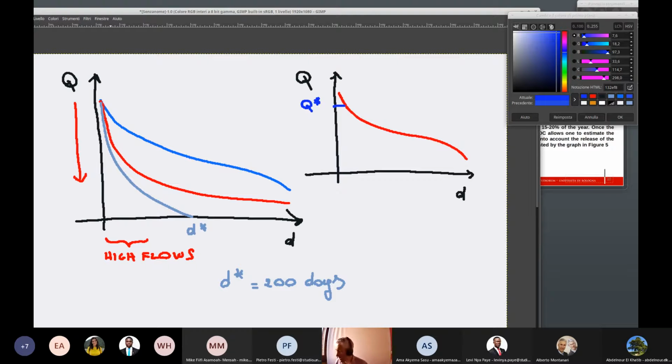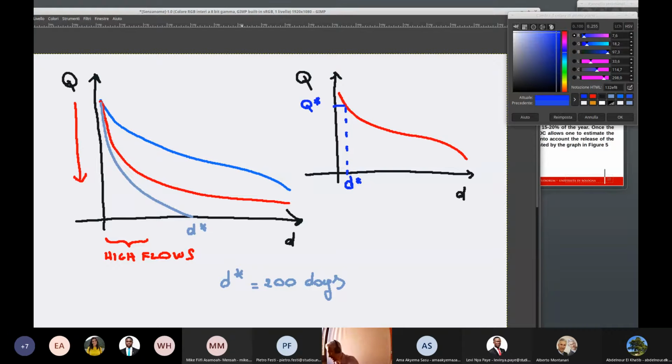To this design flow, we have, as I said, a construction cost and a maintenance cost. What is the number of days on average in a year that you use the system at its full capacity? Now we go from the design flow down to the horizontal axis, and here we get a duration D star. This is precisely the number of days in a year that I use the system at its full capacity, because I got a very high design flow.